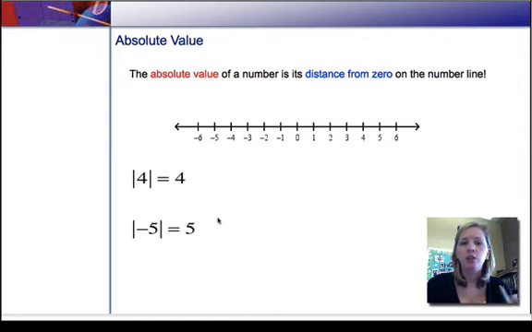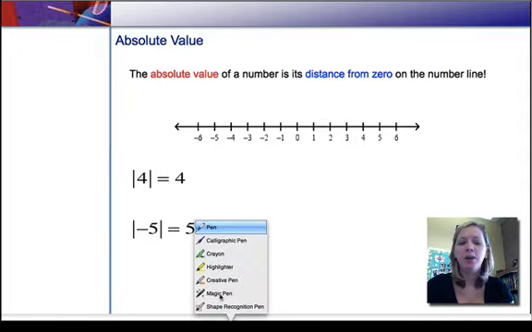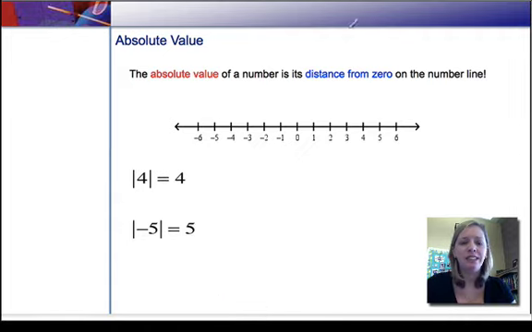Alright, quickly, let's review absolute value. I know most of us know how to find the absolute value of a number. You just make it positive, right? But it's really important to me that you understand what absolute value really is. The absolute value of a number is really its distance from 0.